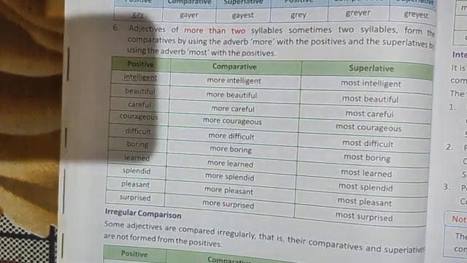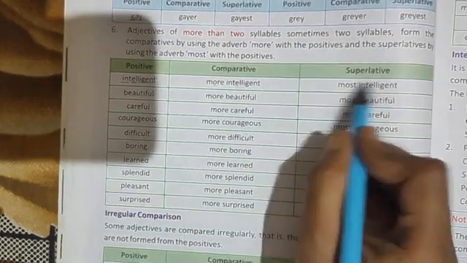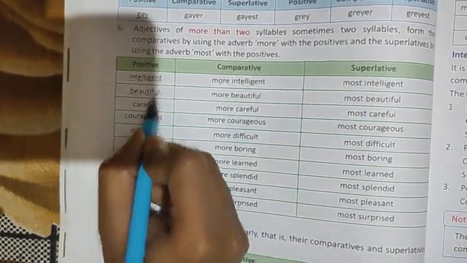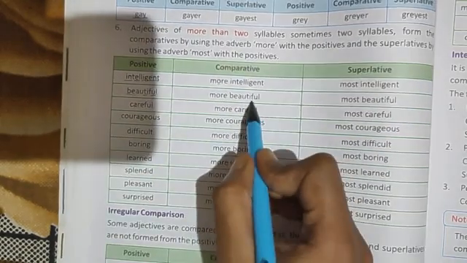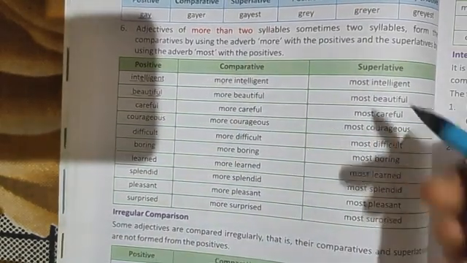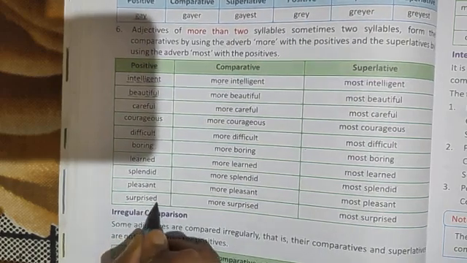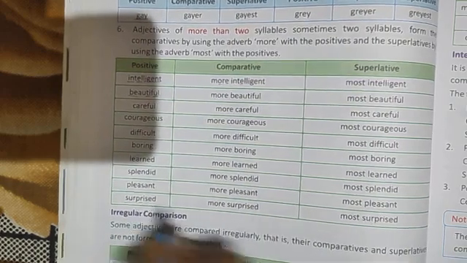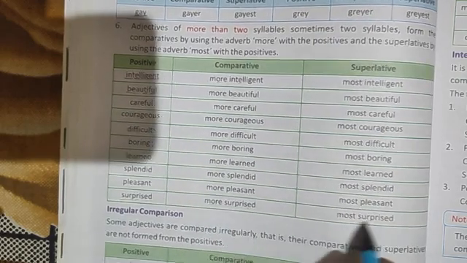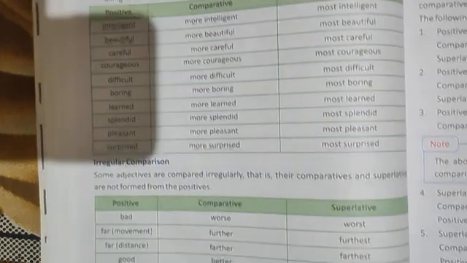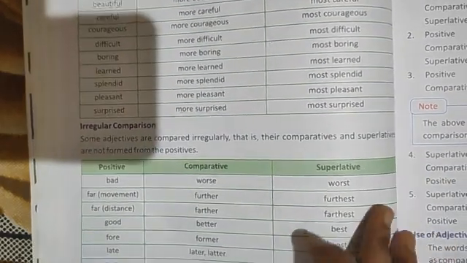Intelligent, 4 syllables. So more intelligent, most intelligent. Beautiful, 3 syllables. More beautiful, most beautiful. Surprised, 3 syllables. So more surprised, most surprised. Okay. So these are the certain rules, and the last rule is irregular comparison, irregular adjectives.